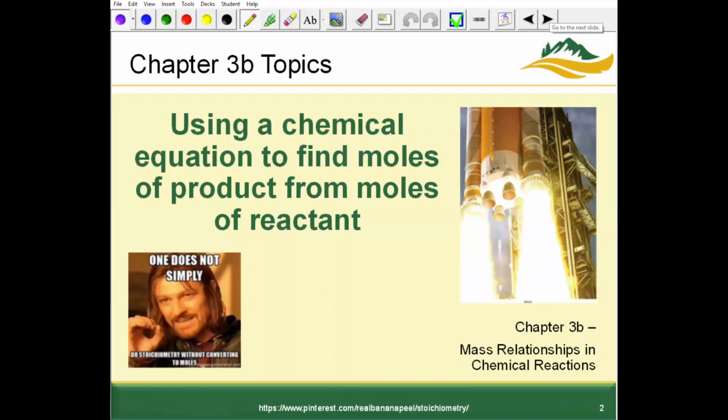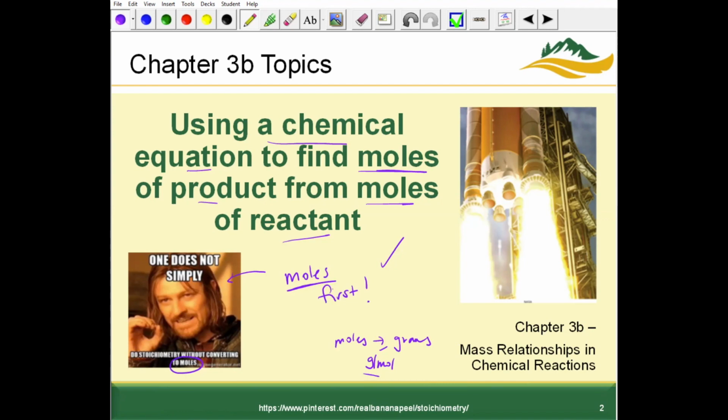The first topic in chapter 3b is using a chemical equation to find the moles of product from moles of a reactant. This little meme here is very true, so we always want to convert into moles first. Most likely, with most stoichiometry problems you'll come across, convert to moles first. Then, if needed, you can convert into grams. And remember that conversion is using the molar or molecular mass, so in grams per mole.